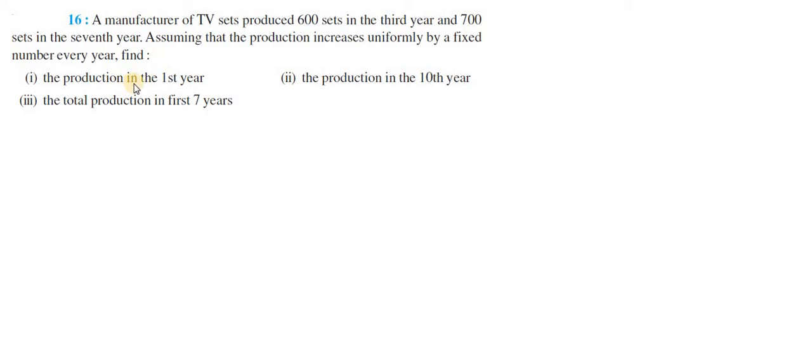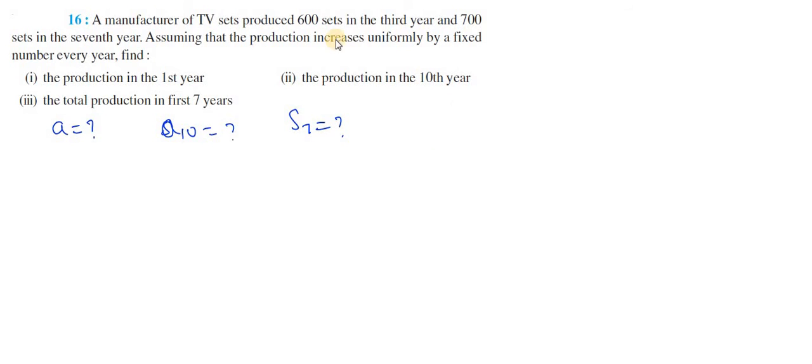Okay. So now what is the production of first year? In the sense we need to find what A is. Production in the 10th year, that is A10. And also we need to find the total production in the 7th year, that is S7, total production. Okay. So now how to find this?